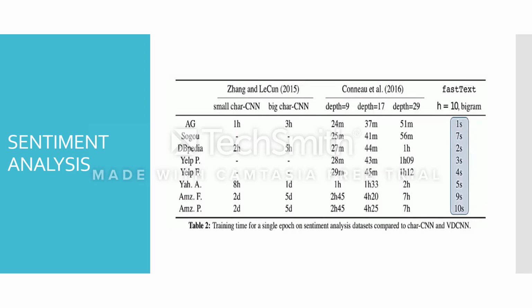As you can see, the character CNNs and these other classifiers, coined by these papers, Zhang and LeCun and Conneau in 2016, take roughly, if you take the Amazon polarity dataset at the end, 2 days and 5 days for the CNN to train, while it takes around 5 hours for this other classifier, whereas fastText, which uses a bigram, takes only 10 seconds. This is how fast the fastText classifier is.